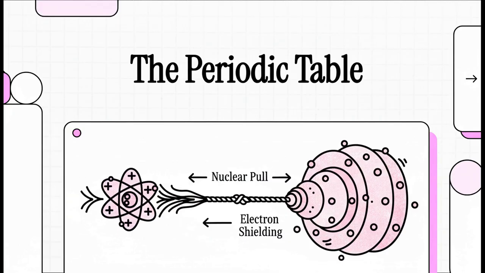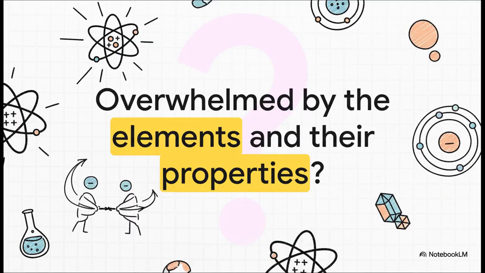Let's get started. So, does looking at the periodic table ever make you feel like you're just facing this huge random collection of elements that you have to somehow cram into your brain for a test? You've got metals, nonmetals, gases, solids. It seems like they all have their own rules. If you've ever felt totally overwhelmed by it all, trust me, you are definitely not alone.